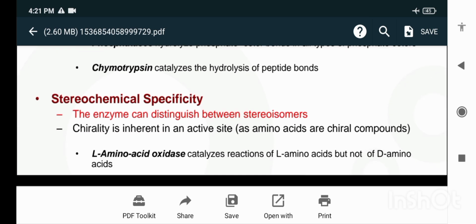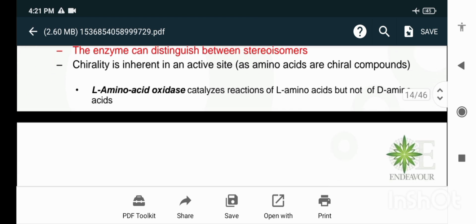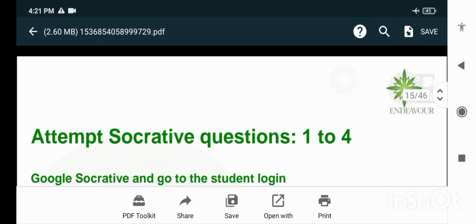Stereochemical specificity: the enzymes can distinguish between stereoisomers. Chirality is inherent in active sites, as amino acids are chiral compounds. L-amino acid oxidase catalyzes the reaction of L-amino acids but not of D-amino acids.